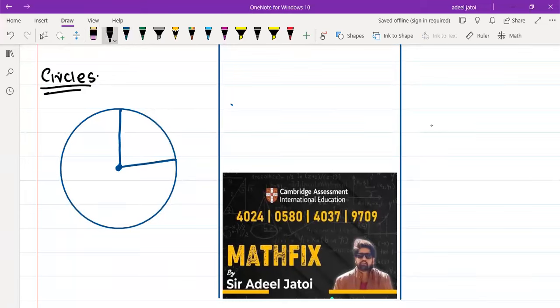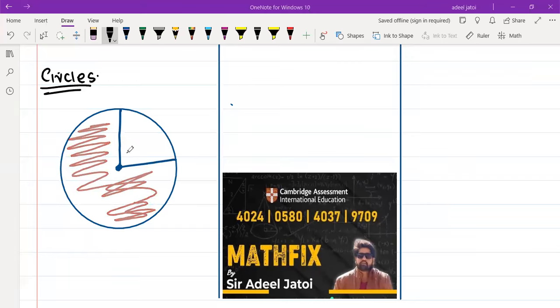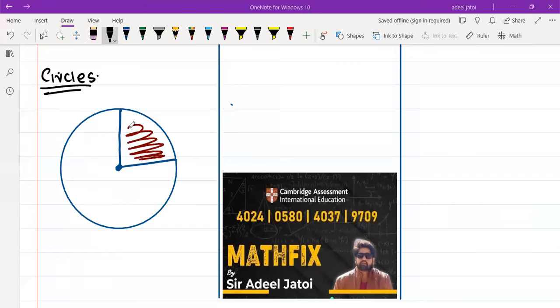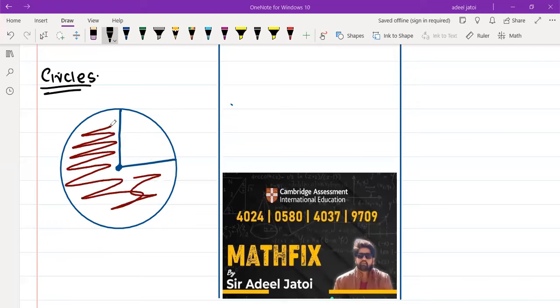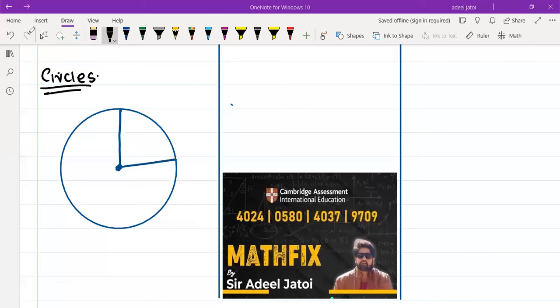Now, this part is your minor sector, whereas this part becomes your major sector. So that means the smaller part is your minor sector, where this becomes your major sector. Now, in this minor and major sector, if this is theta, theta is the angle, and this angle will be the reflex angle, which will be 360 degrees minus theta.